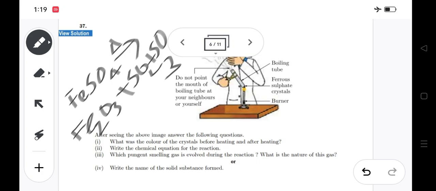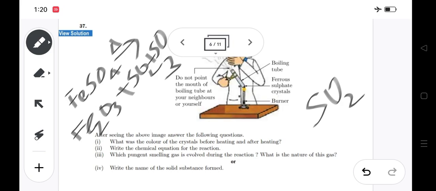See, sulfur is a non-metal. Oxides of non-metals are acidic in nature. So oxides of sulfur, sulfur dioxide, sulfur trioxide, they are acidic in nature. That is the nature of the gas. Write the name of the solid substance formed. That is an option question. Choice given in the last part of this question. The brown color or the name the solid substance formed.